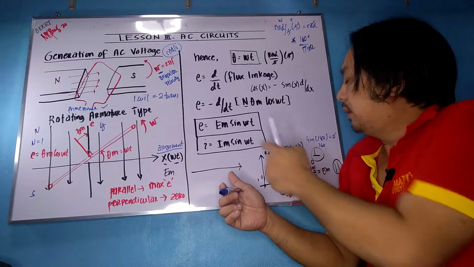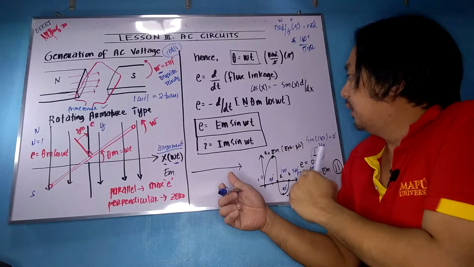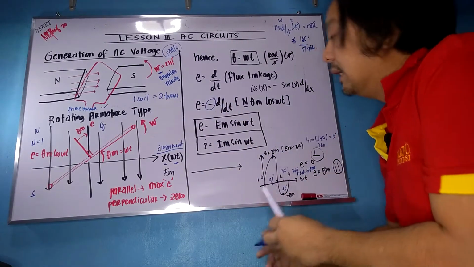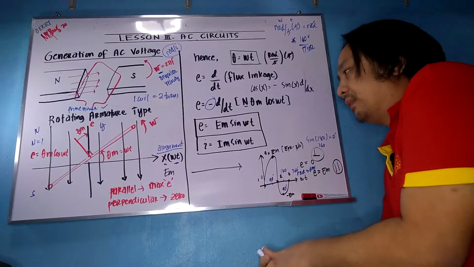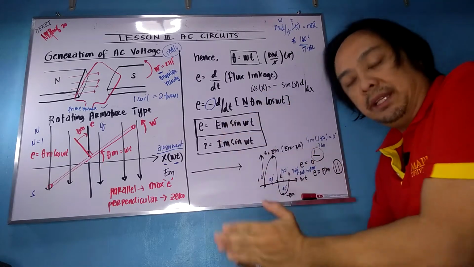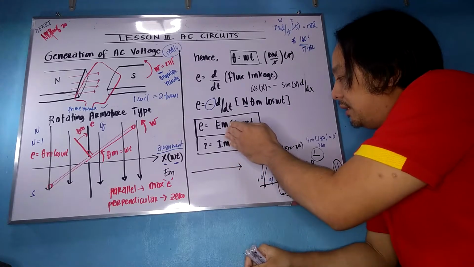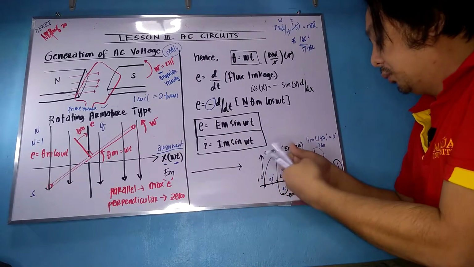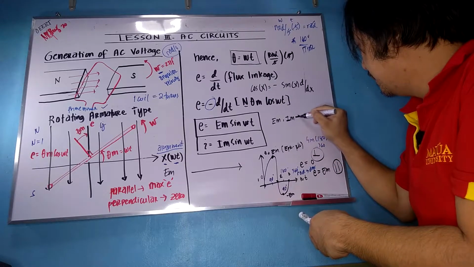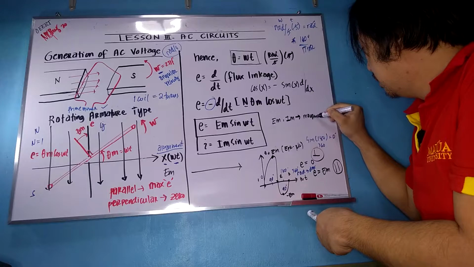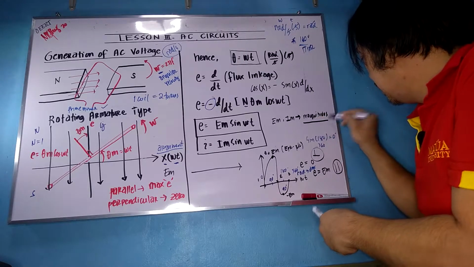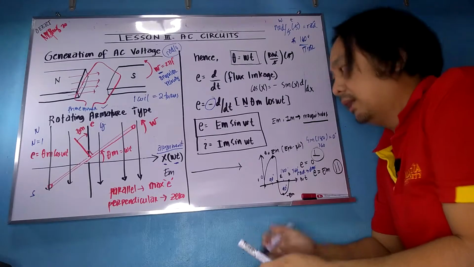Okay, so for this, if you get the differential of that cosine, and we need to have the negative here to become an absolute value, then we have this equation, e is equal to Em sine omega t, and then you can apply it also on current. So current is Im sine omega t. Please take note that Em and Im are the magnitudes of your instantaneous voltage e and i.